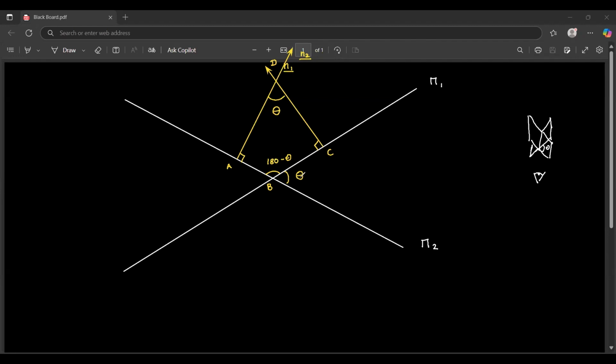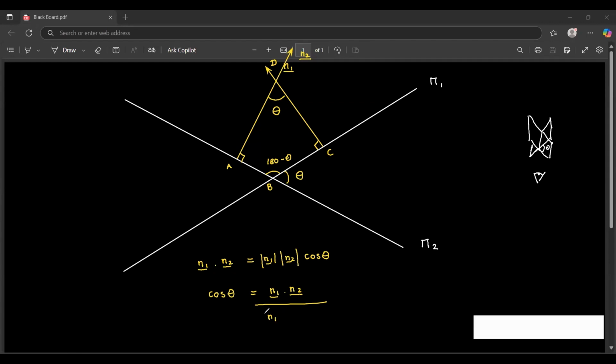And that's what we have to find. That's what we have to also find. So the thing is, n1 dot n2 will be equal to modulus of n1 into modulus of n2 cos theta if I use the scalar product. So if I can find cos theta using this equation, that will be n1 dot n2 over modulus of n1 into modulus of n2. So this will be equal to cos theta.